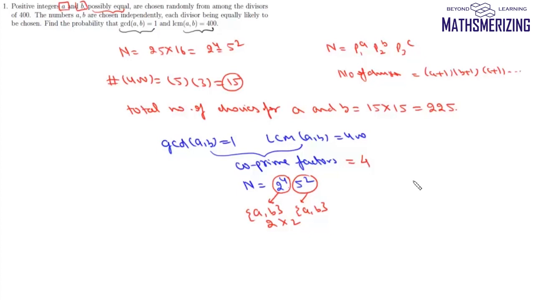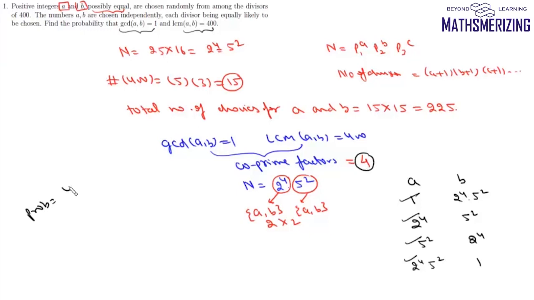If we want to write the coprime factors, we can write them also. Suppose we have a and b. Now a can be 1, and b can be 2 to the power 4 into 5 square. Or a could be 2 to the power 4 and b could be 5 square, or we can reverse them: it could be 5 square and 2 to the power 4, or it could be 2 to the power 4 into 5 square, and here b could be 1. So we have four possible ways in which we can split this number n into coprime factors. So the required probability is favorable cases, which is 4, upon total number of cases, which is 225. So this probability is simply 4 upon 225.